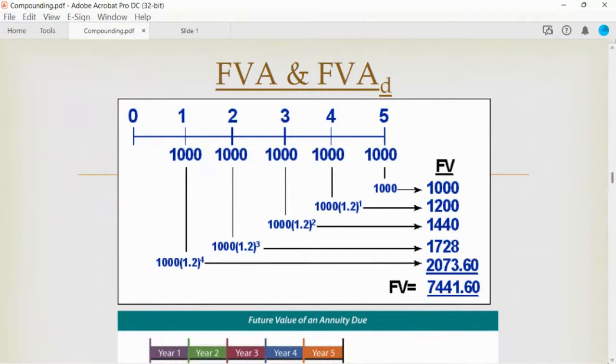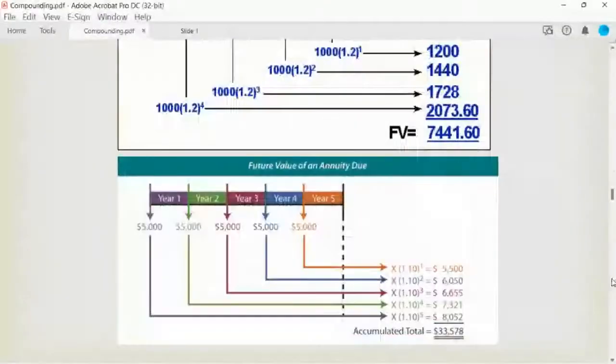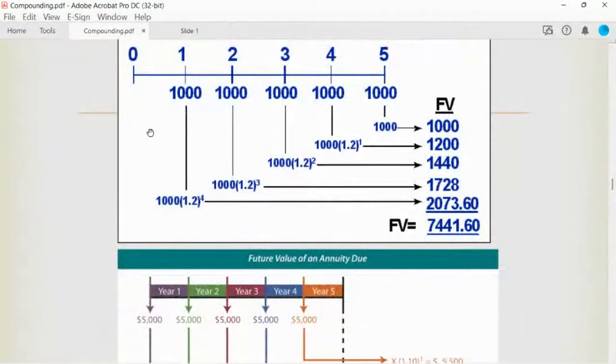This simple one is called an ordinary annuity. In an ordinary annuity, when does the deposit or payment start? At the end of each period, right? When is the deposit made? At the end of each period. But I told you, you can start from time zero. You can make the deposit from time zero.